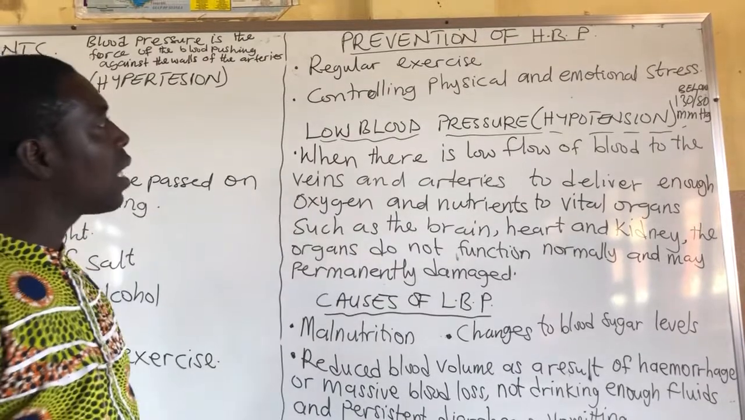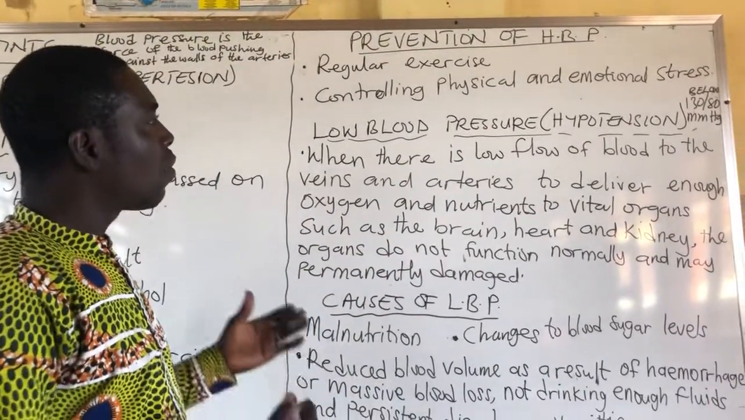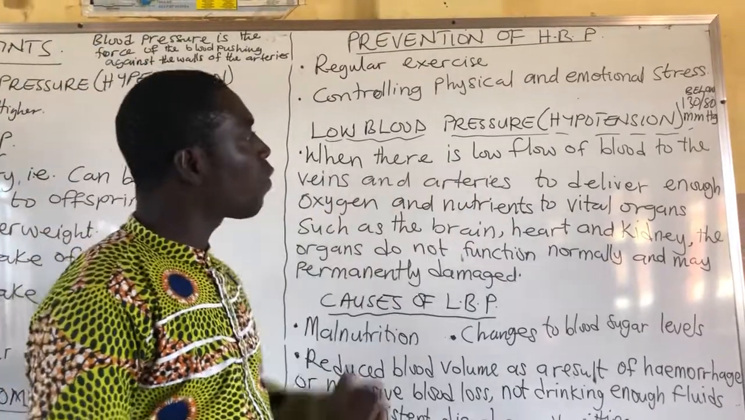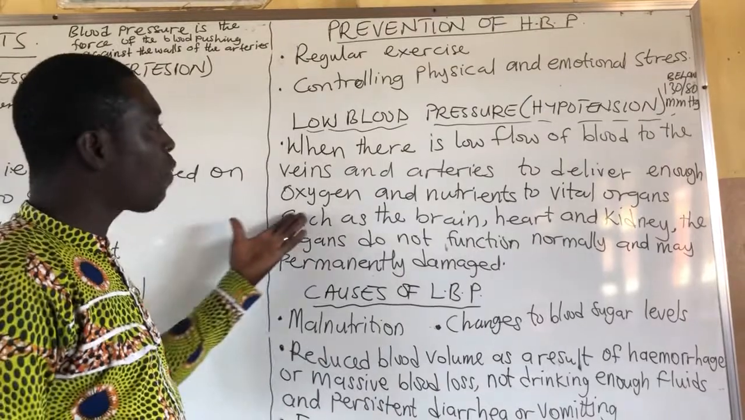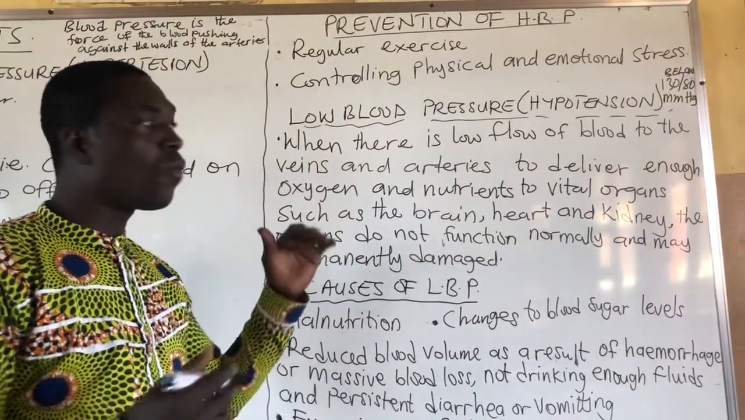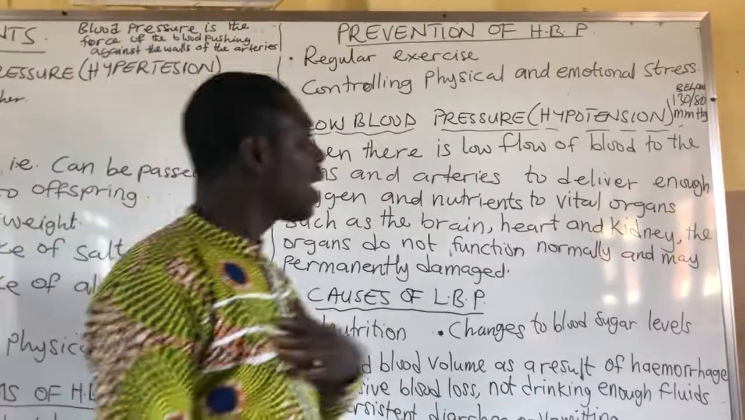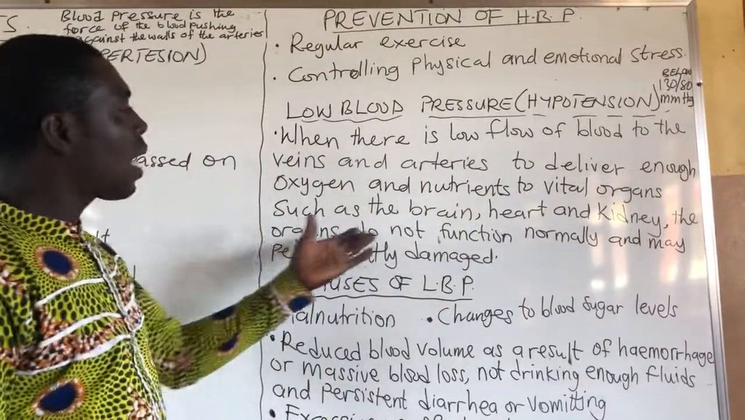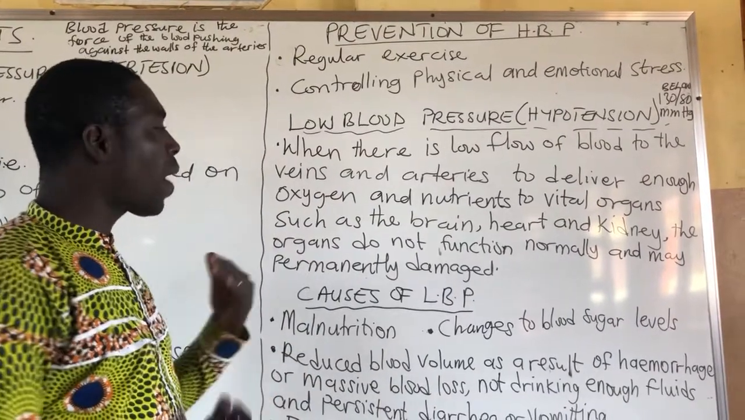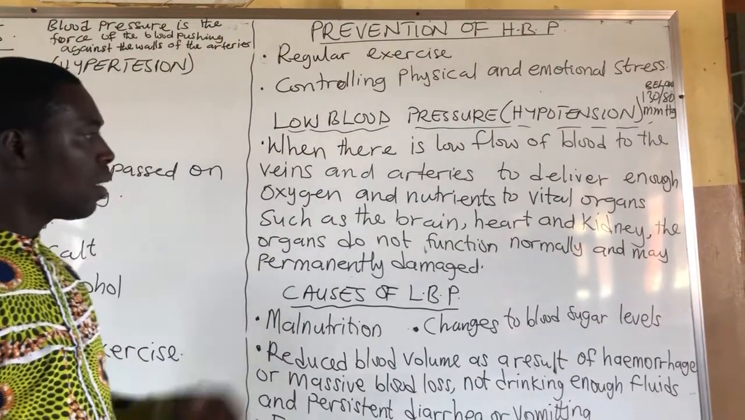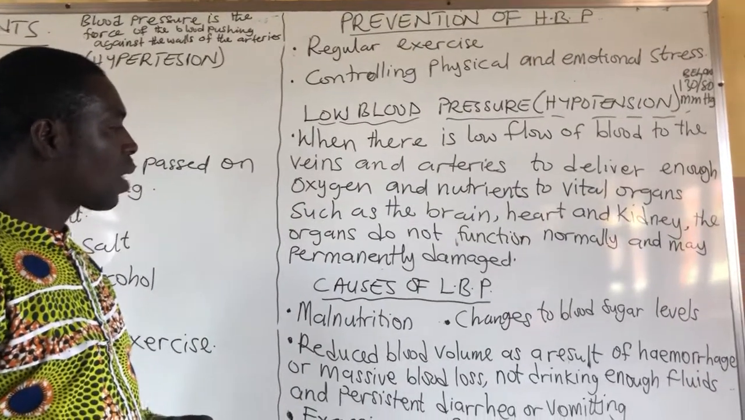Now let's look at low blood pressure as well. Low blood pressure means that there is low flow of blood through the veins and arteries to deliver enough oxygen and nutrients to vital organs such as the brain, the heart, and the kidney. The organs do not function normally or well and may be permanently damaged. So that is low blood pressure.